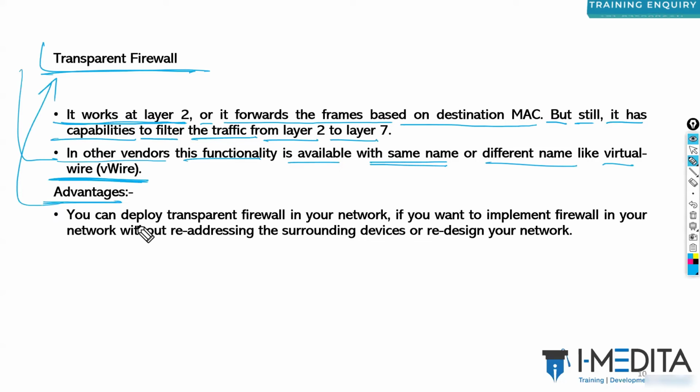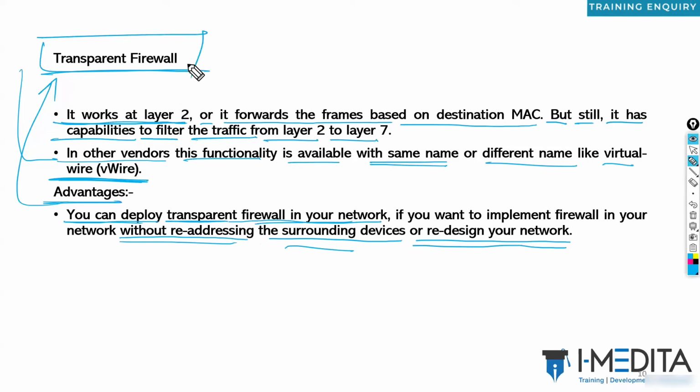Transparent firewall's main advantage is this: you can deploy a transparent firewall in your network without readdressing the surrounding devices, without redesigning or changing your network, and without configuring your devices again. Still, you can deploy the firewall in your network. This is the main advantage of the transparent firewall.